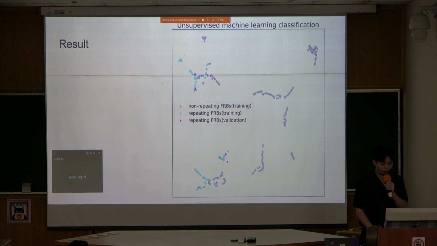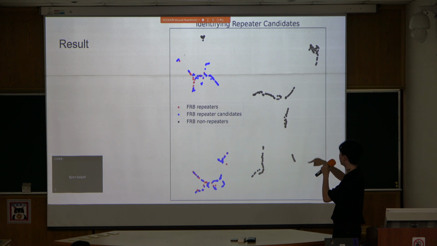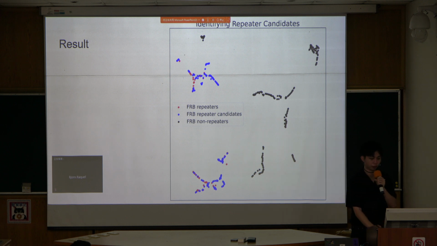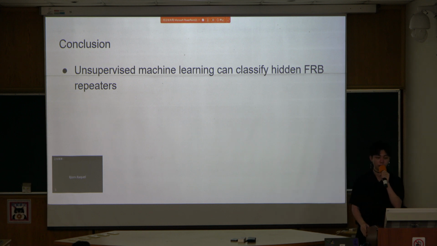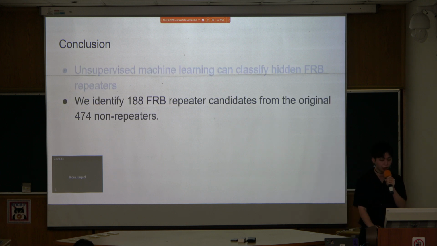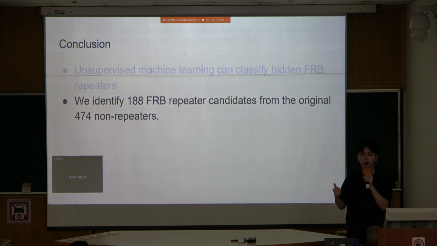Okay, so we pick out those non-repeating points in these three clusters, marked in blue. These FRBs are the repeater candidates we are looking for, and now we found them. So our conclusions. Our unsupervised machine learning method can classify hidden repeating fast radio bursts, as we just presented. And among the original 474 non-repeating fast radio bursts, 188 are classified as repeater candidates.